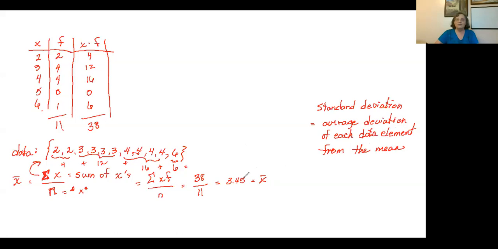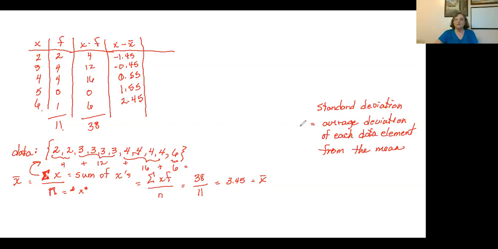So if the average is 3.45, then the distance each of these x values falls from the average, this one's going to be a negative 1.45. 3 is a negative 0.45. 4 is a positive 0.55. 5 is 1.55. And 6 is 2.45. You get the distance that the number is from the average of the numbers.